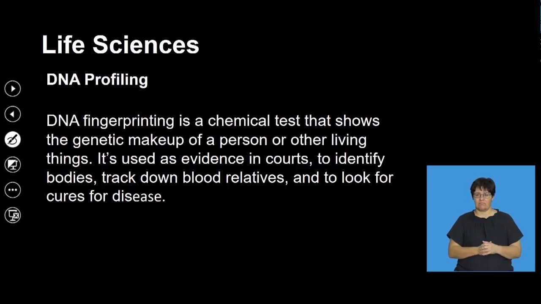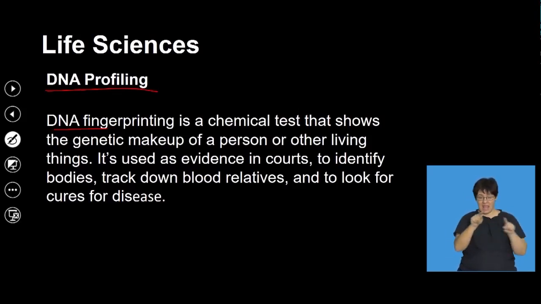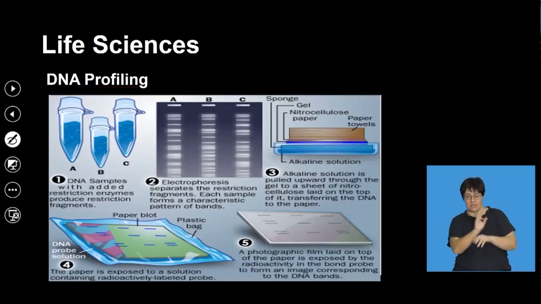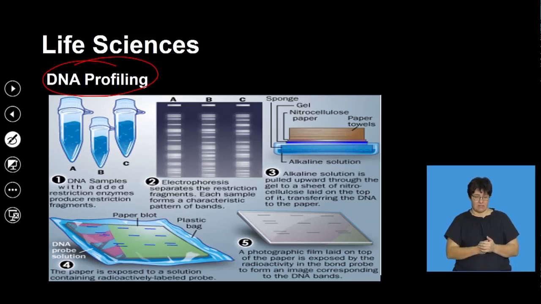So as we get into this, we need to unpack what DNA profiling is as our last segment in this lesson. DNA fingerprinting or DNA profiling is a chemical test that shows the genetic makeup of a person or other living things. It is used as evidence in courts to identify bodies, to track down blood relatives, as well as to look at cures for disease. If we were to look at an overview of DNA profiling, it is very simply a process where a DNA sample is collected, and that sample is treated with enzymes called restriction enzymes.